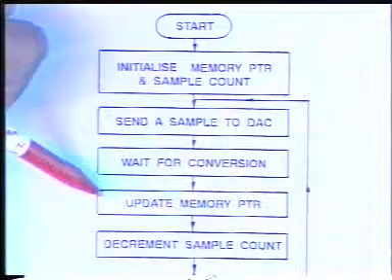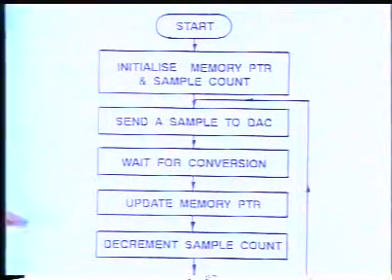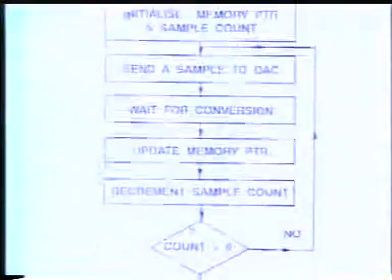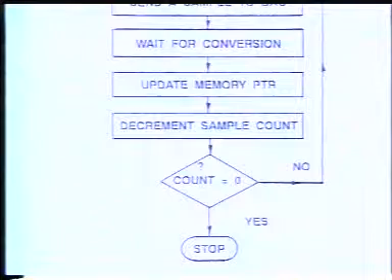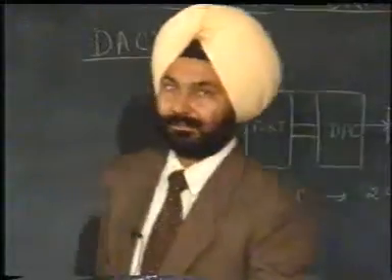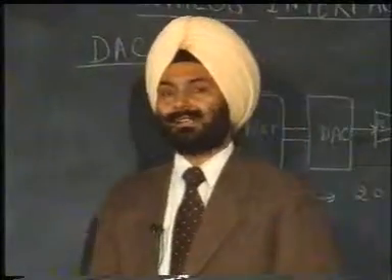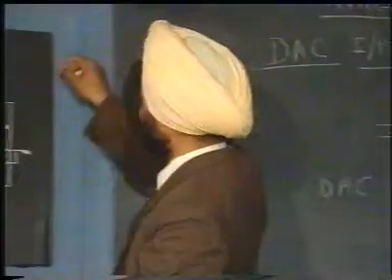Since we have converted one sample, the sample count is decremented by 1, and the count is checked. If the count reaches 0, that means all the samples have been converted, and that's the end of conversion. Otherwise, the process has to be repeated again. So this way, we can see the interfacing of an 8-bit D to A converter with the microprocessor representatively.